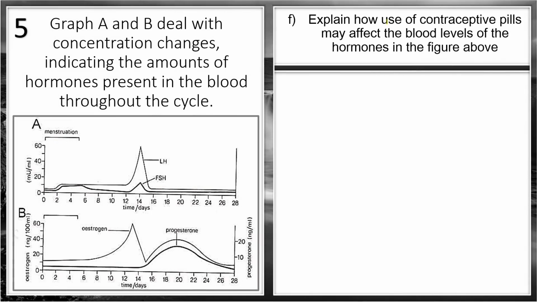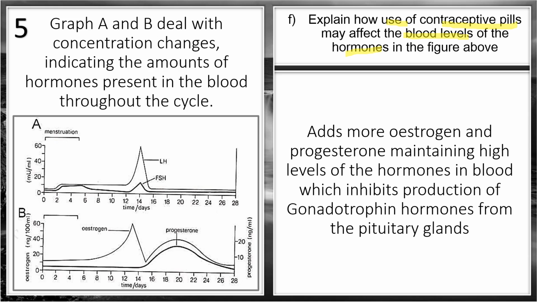Explain how use of contraceptive pills may affect the blood levels of the hormones in the figure above. It adds more estrogen and progesterone, maintaining a high level of hormones in the blood, which inhibits the production of gonadotrophin hormones from the pituitary glands.